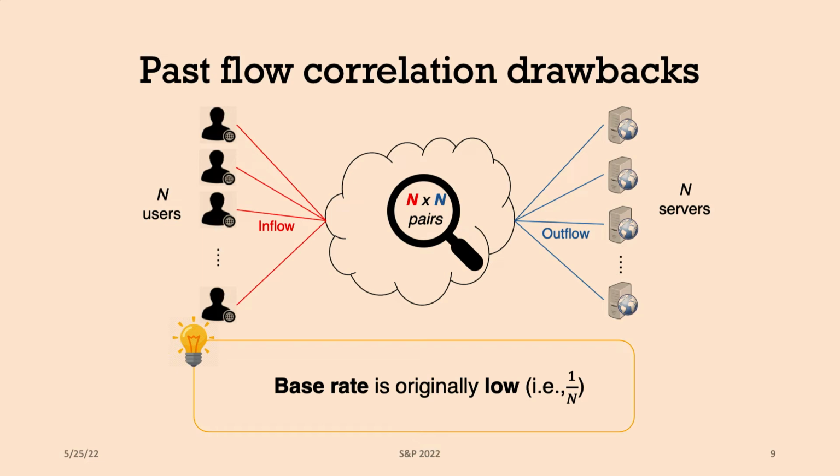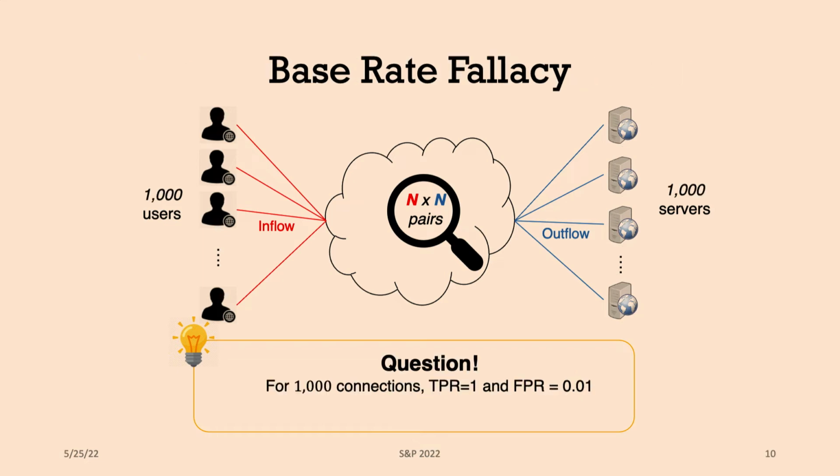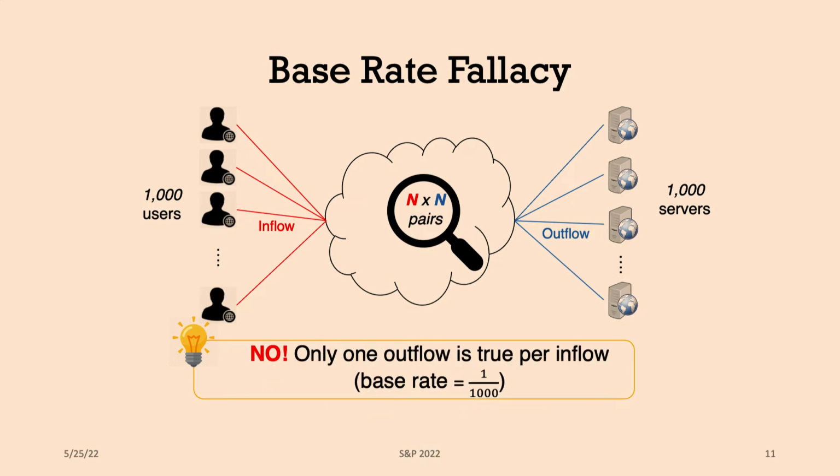Why can this be a problem? Let's say we have 1,000 connections and we have one correlator which can detect the correlation with a 100% true positive rate and a 1% false positive rate. Then let me ask one question: can you say it's a good correlator? My answer is no.